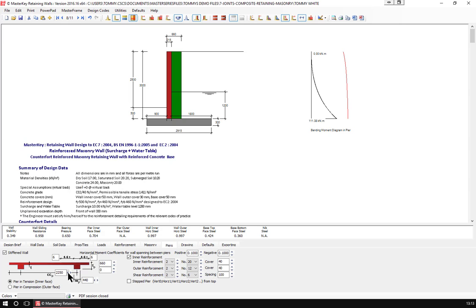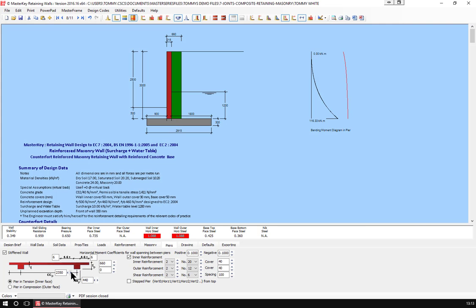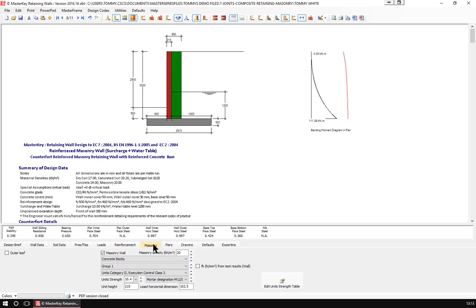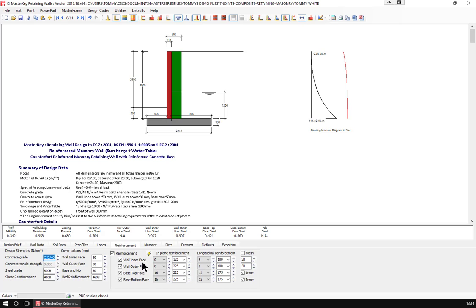If I was to increase the centers, the wall fails. Now you will also notice that I do have reinforcement in the wall as well. If I go to my masonry, it doesn't tell me much. If I go to my reinforcement, I will see that I am dealing with 6mm bars at 100. So every leaf has got a 6mm bar running through it, on this side and this side. You need it on both sides because with a counterfort, it's all horizontally spanning, but you have hogging and sagging moments, and therefore you need to work that out.